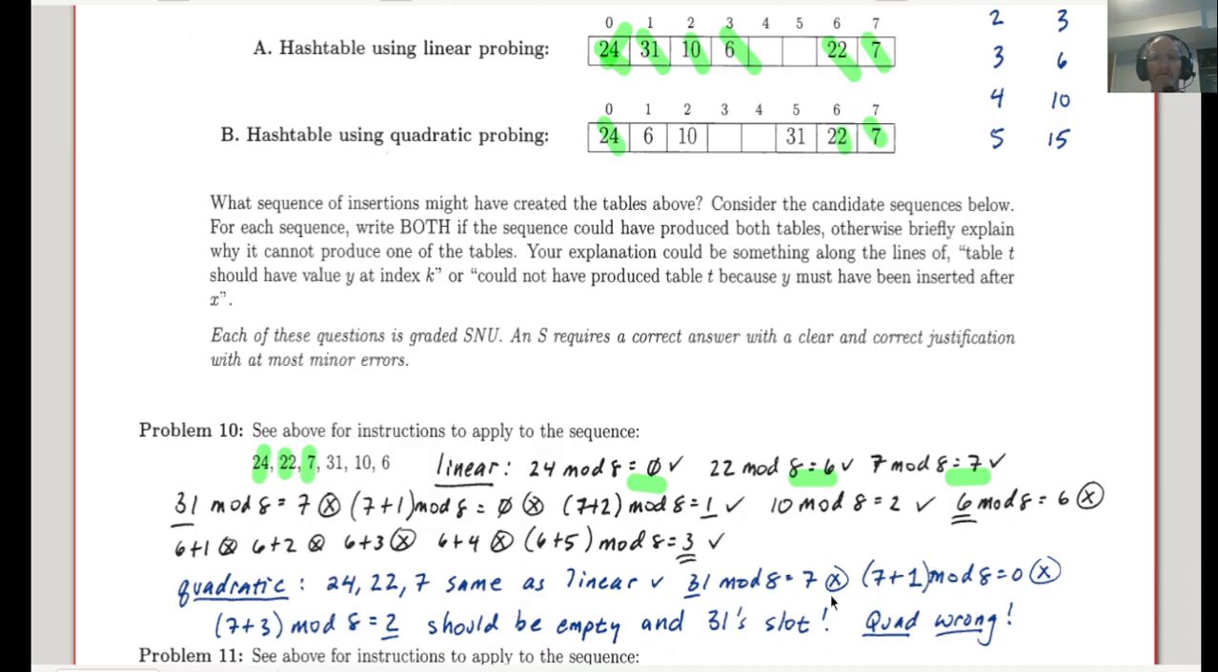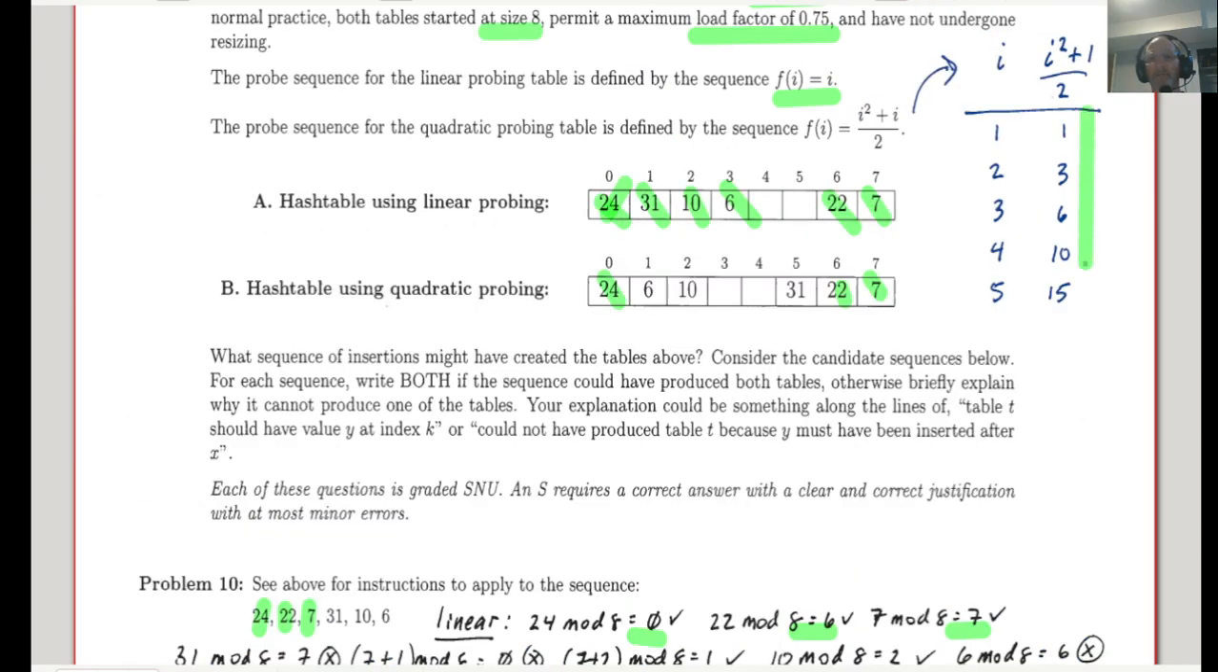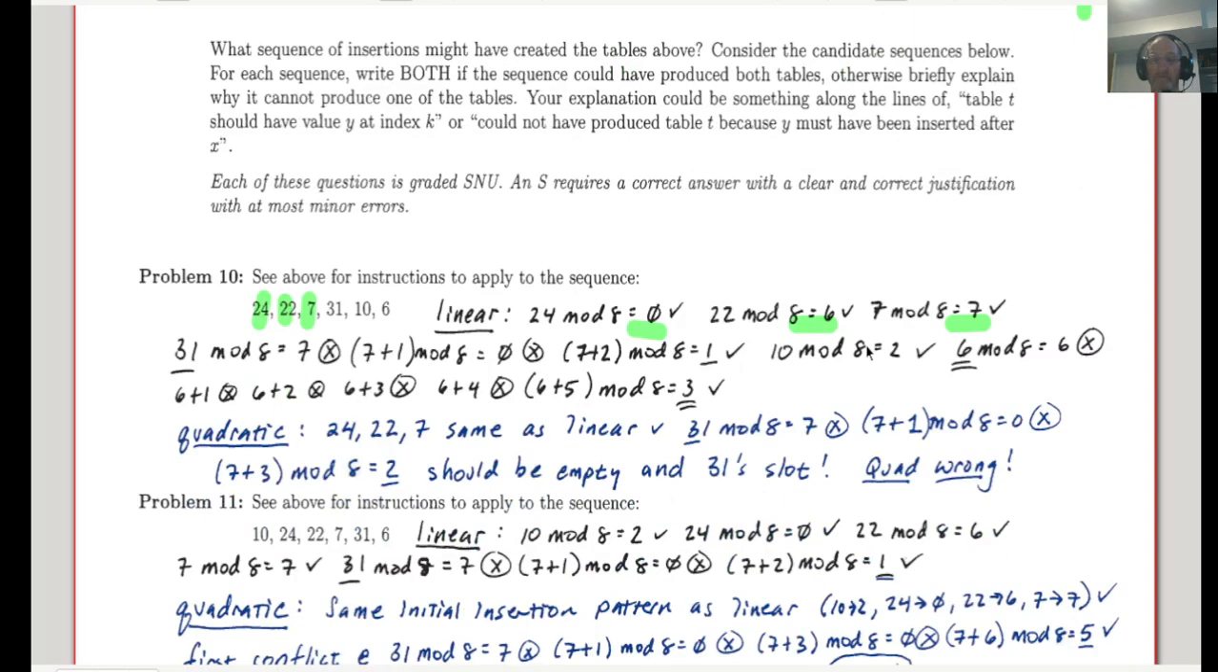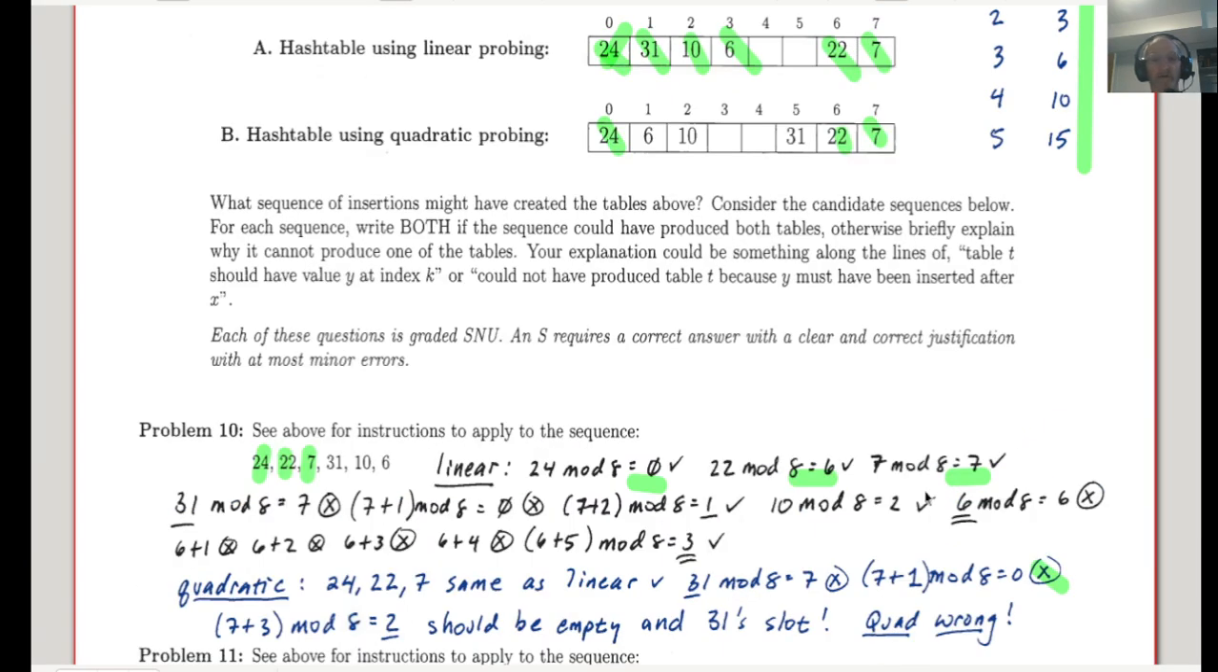31 mod 8 is 7. There's a collision there. So now we add to the value 7, the slot it should have gone to had the table been empty, successive values of our probing function. The first value we add is 1, which is just like in linear, and it's got a collision at 0, where 24 is.